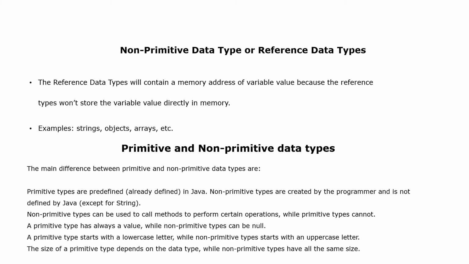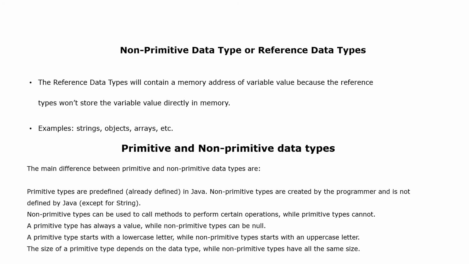Now the difference between primitive and non-primitive data types. Primitive data types are predefined in Java, whereas non-primitive types are created by the programmers and not defined by Java, for example String. Non-primitive types can be used to call methods to perform certain operations, while primitive types cannot, because non-primitives are basically objects, and objects have methods. Primitives are just data types, so they don't have methods.